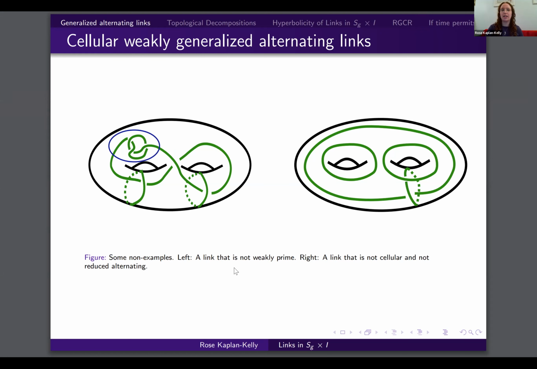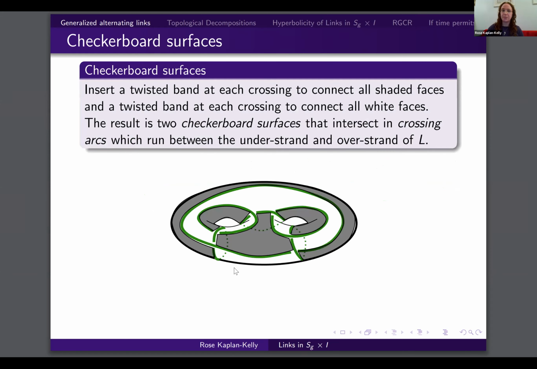And for the rest of this talk, we're going to assume that our links are cellular, weakly generalized alternating, so they satisfy these properties. Part of why we want the links to have these properties is that these will be links that are checkerboard colorable. What that means is that I can color in the regions of the diagram, either white or shaded, such that with respect to a crossing on the diagonal, our regions have the same color, versus when they share an edge, they don't.